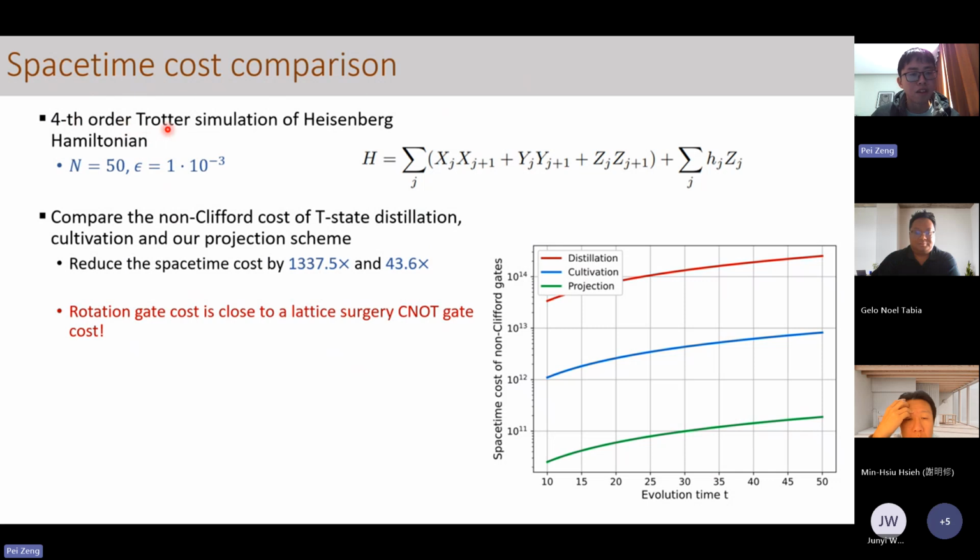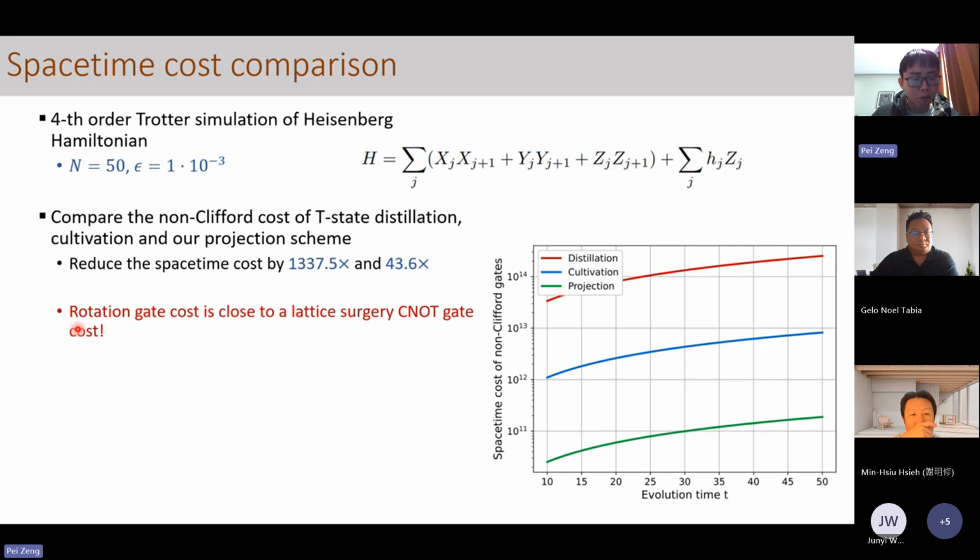in the first order Trotter simulation of the Heisenberg Hamiltonian, if we use our methods to do this rotation directly, instead of T-gate compiling, you can save the non-Clifford spacetime cost by 1000 times compared to magic state distillation, and by a factor of 40 times compared to magic state cultivation.